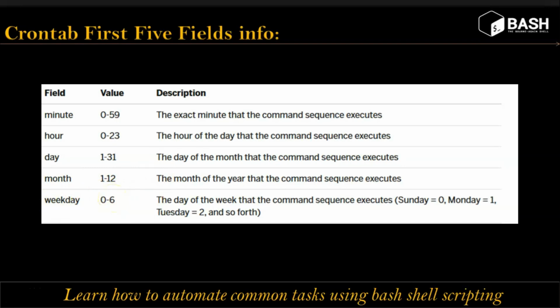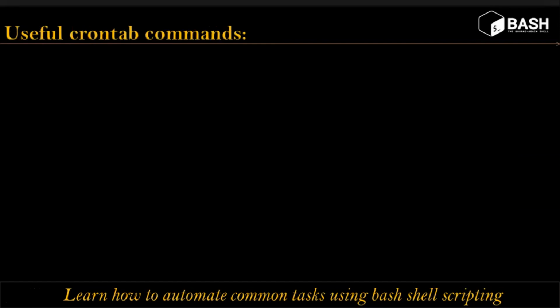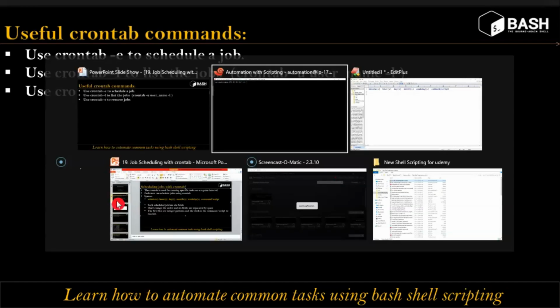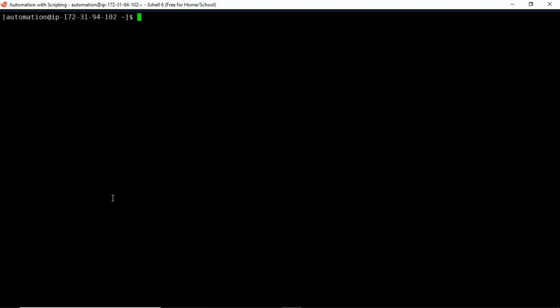Now let me give some commands first to work with crontab. Then we will go into how to schedule a job using crontab. There are 3 commands to work with. There are many commands, but these 3 are the minimum commands you have to know to work with crontab. As of now I am under the automation user. With crontab -e I can create any job. If you want to create a job, you have to write the first 5 fields.